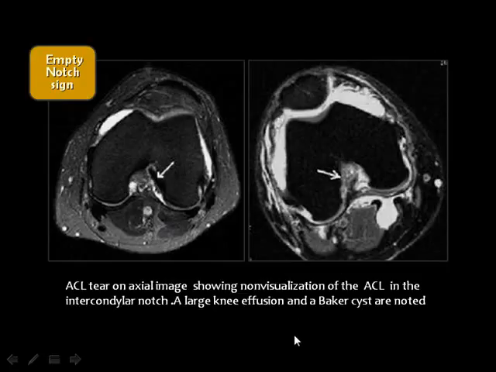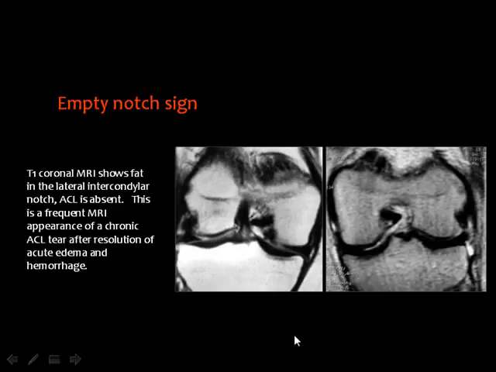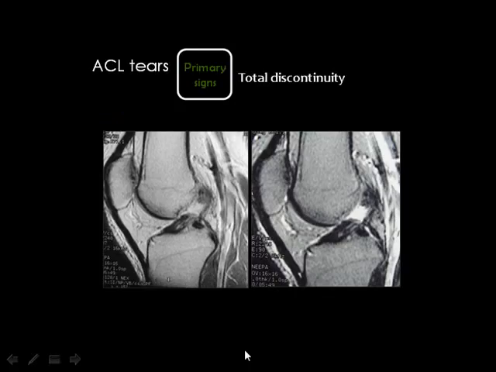The evaluation is much easier in the coronal image. And in the coronal image, this is the normal ligament, and in this patient, you do not see the anterior cruciate. You see only the posterior cruciate. This sign is known as the empty notch sign. Empty notch, empty of the ACL, but the PCL is present. Then what do you think of this? It is torn. The anterior cruciate ligament, there is a gap in the middle part of the anterior cruciate ligament which is filled with fluid. Then this ligament is torn.